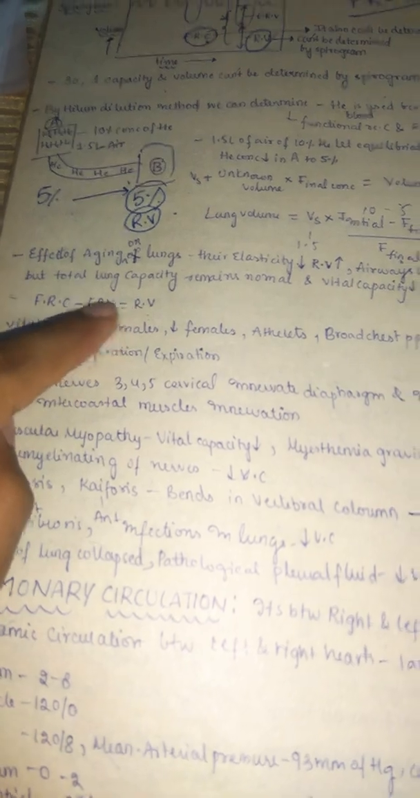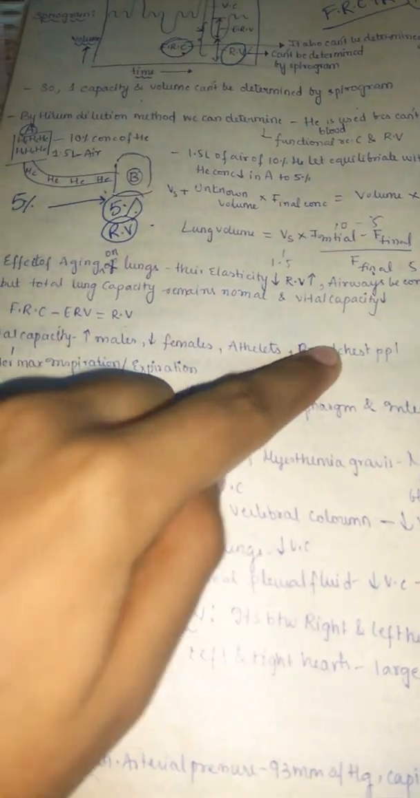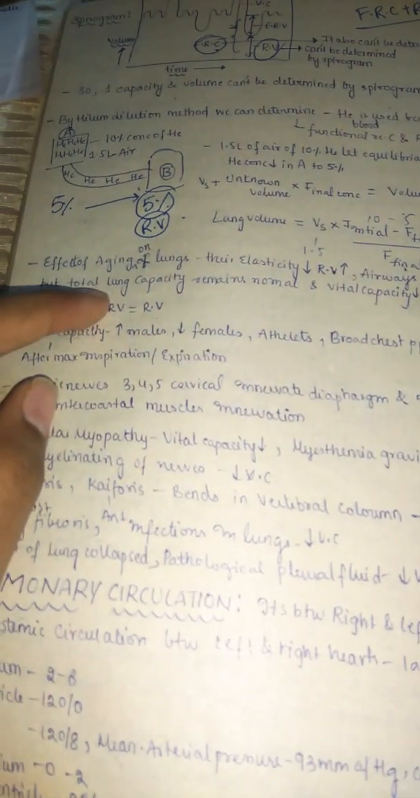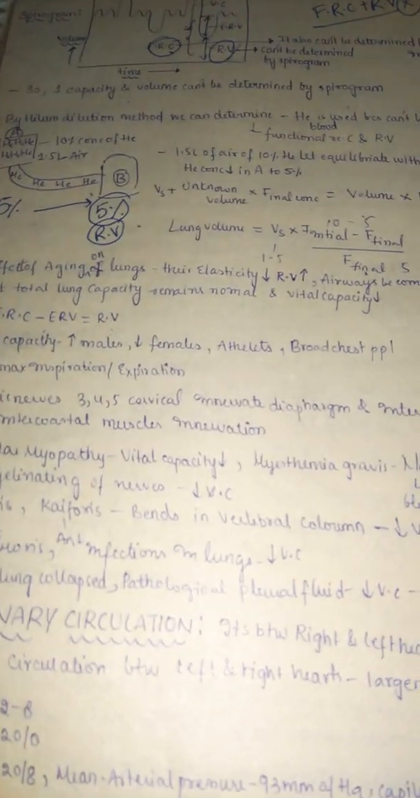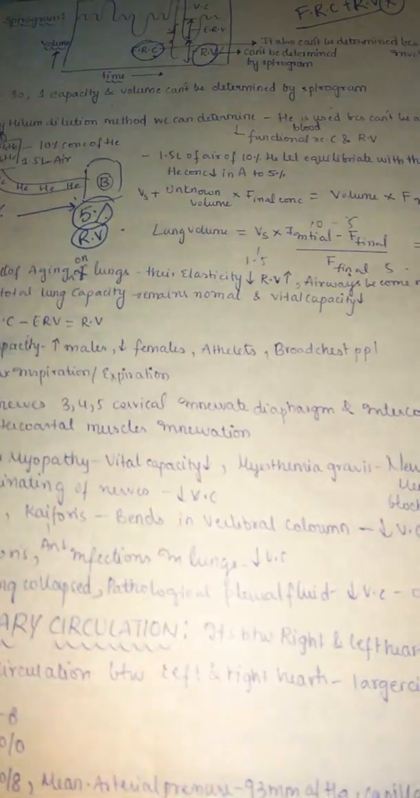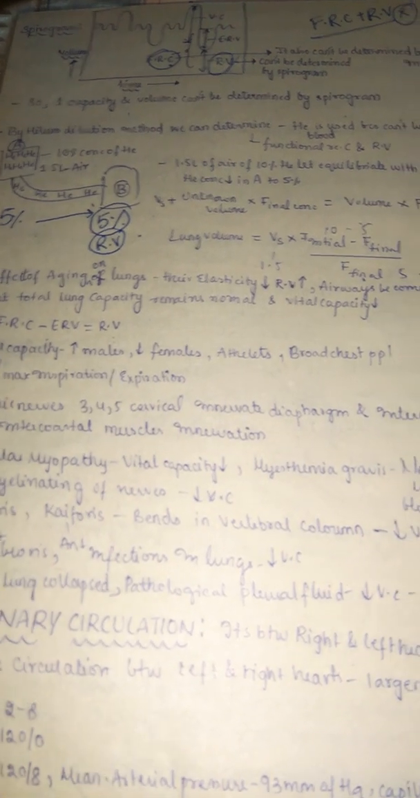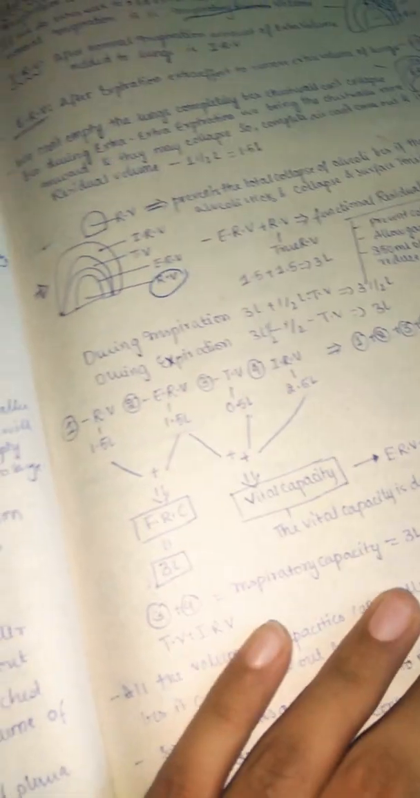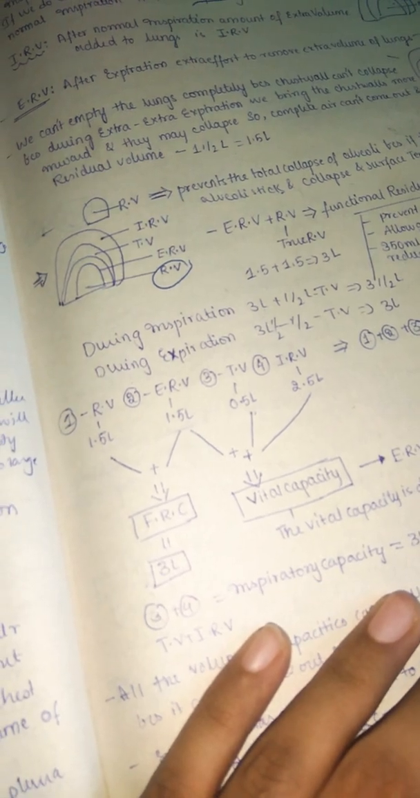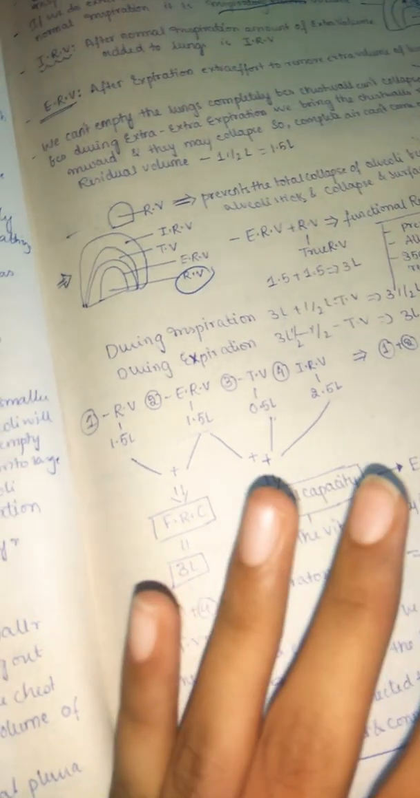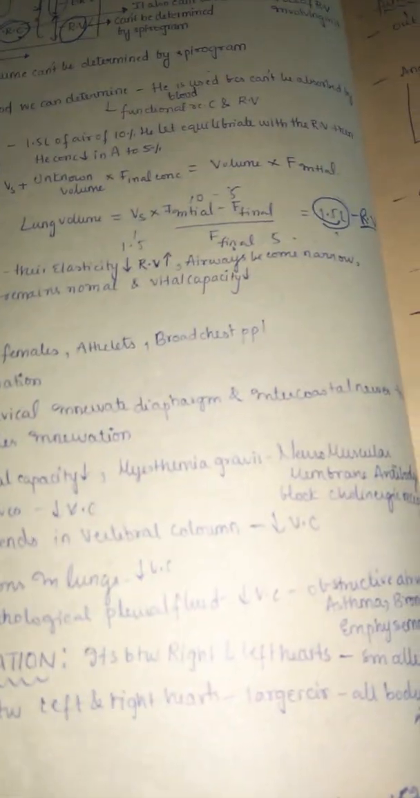So airways become narrow, but the total lung capacity remains normal and vital capacity decreases. So remember, the total lung capacity is normal in older people, but only the vital capacity is decreasing. You know what vital capacity is? That is our expiratory reserve volume, tidal volume, and inspiratory reserve volume. Vital capacity is mainly used in exercise, so it will always be maintained normal.